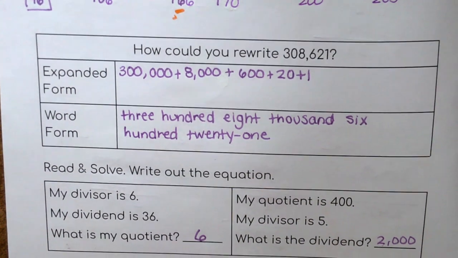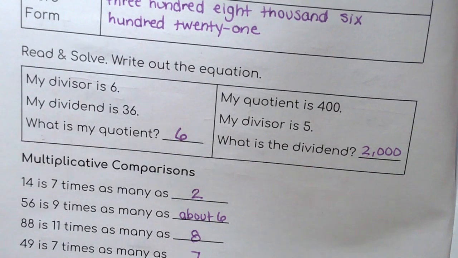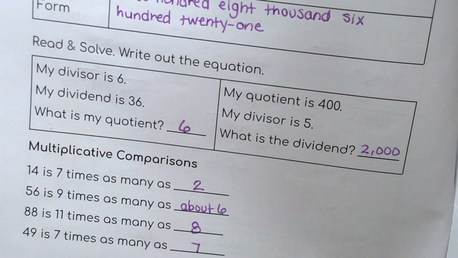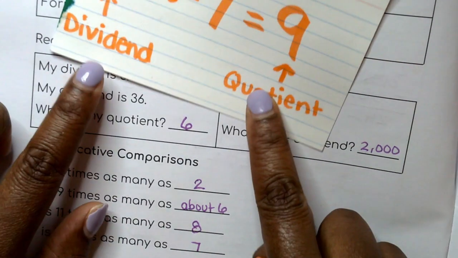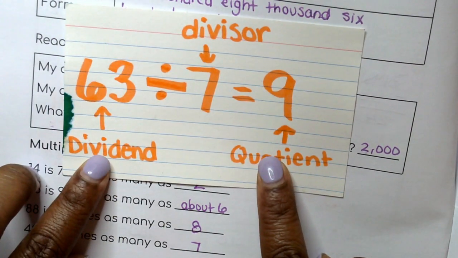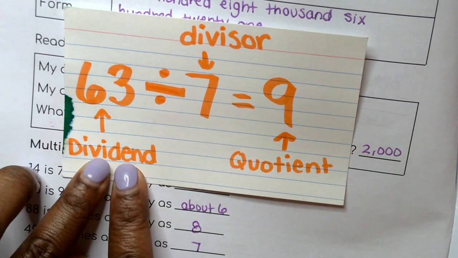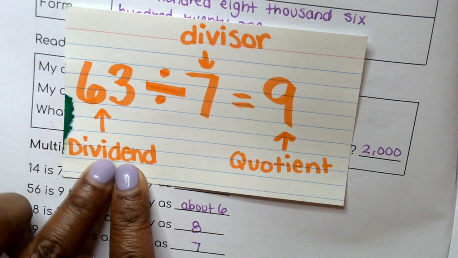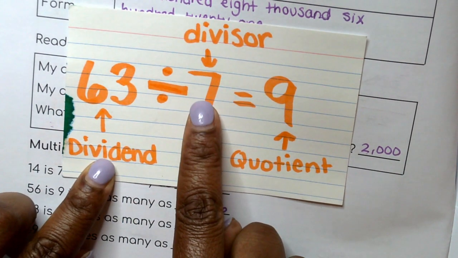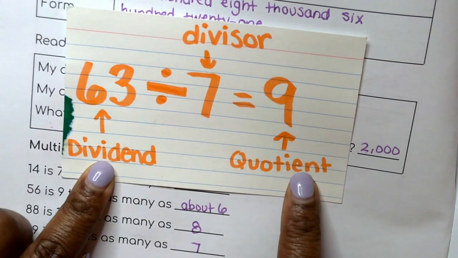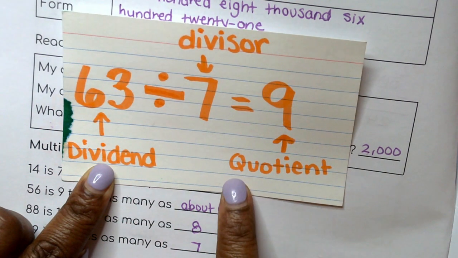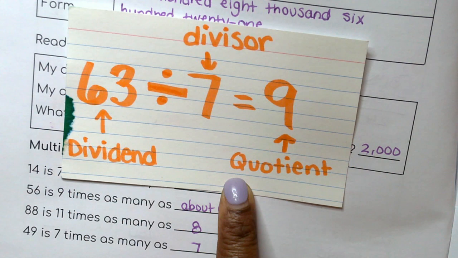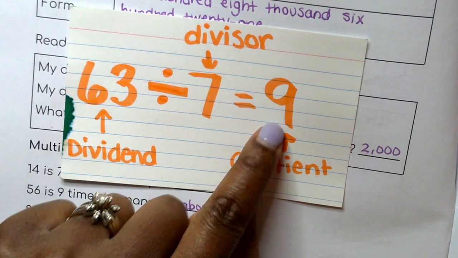Now I have some vocabulary words. So I'm going to show you this card. I have the dividend. I have my divisor. And I have my quotient. I always like to think of the quotient as the answer. So this Q makes me always think of question. Question and answer. So that's how I remember what quotient is.